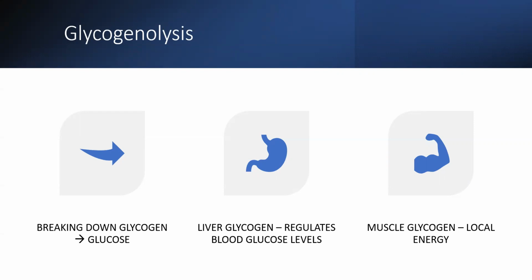And then in the muscle, we're going to break down glycogen for local energy during low carbohydrate consumption, as well as during activity, specifically higher intensity activities, and a good source of energy for the first 30 minutes or so of endurance training.